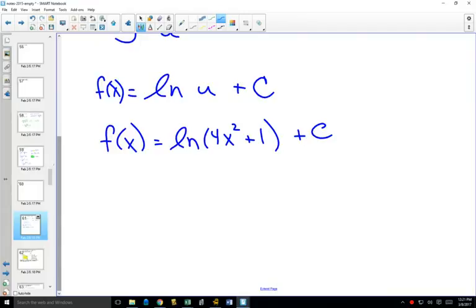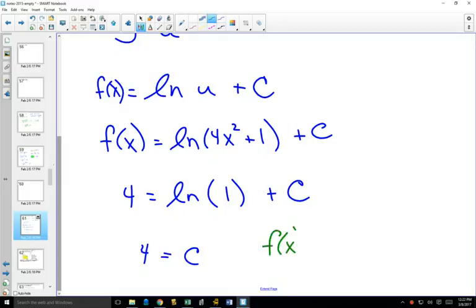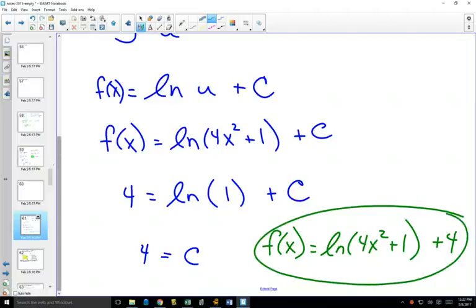And now when x is 0, y is 4. What is the natural log of 1? E to what power is 1? It's 0. So then you get c is equal to 4. So we can write out our final equation is equal to the natural log of 4x squared plus 1 plus 4.